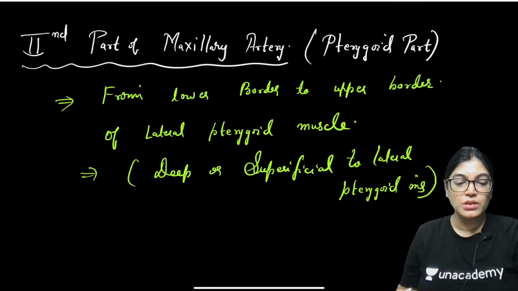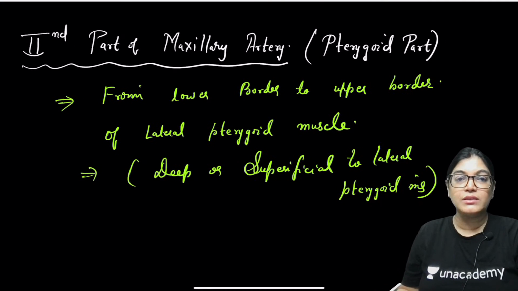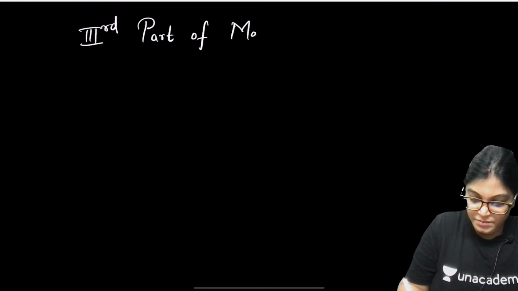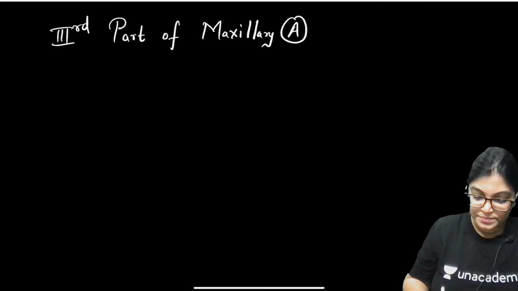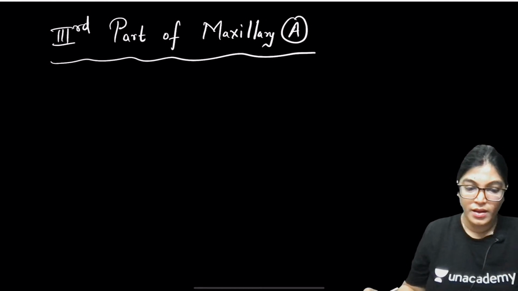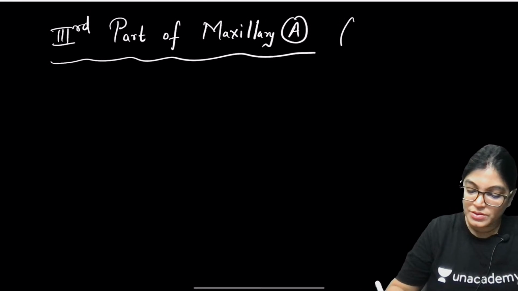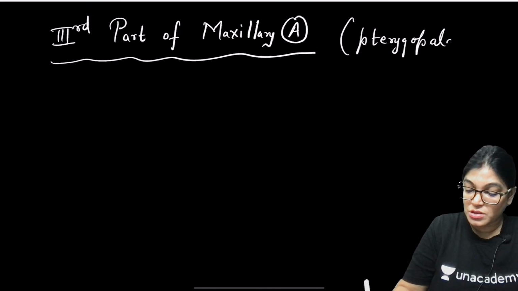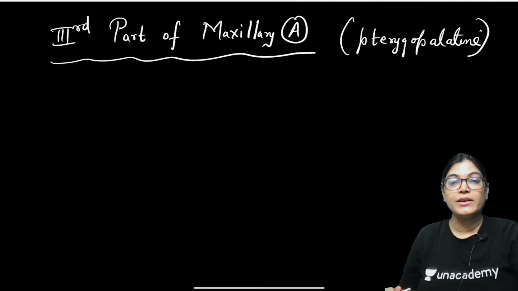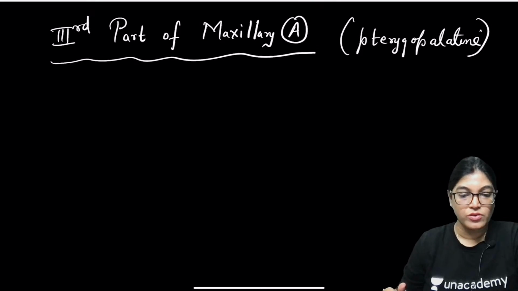Okay, now coming to the third part, moving on to the third part of maxillary artery. So write down, third part of maxillary artery. It is also called the pterygopalatine part. Why pterygopalatine part? Because it is traversing in the pterygopalatine fossa.